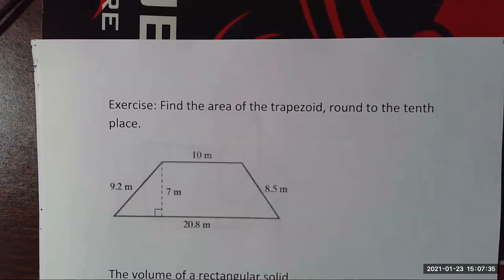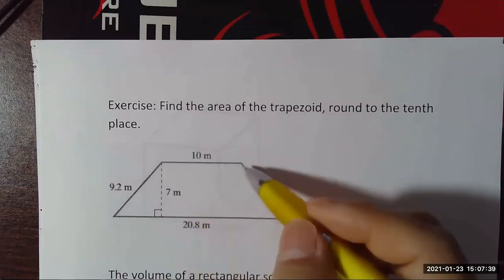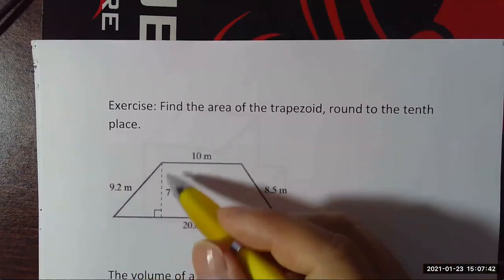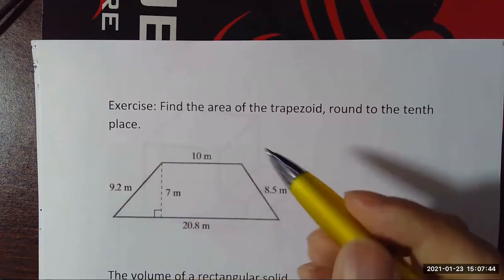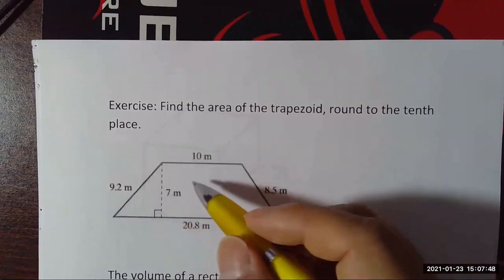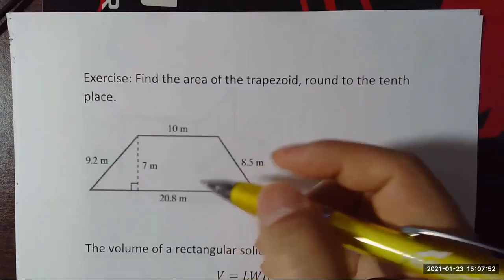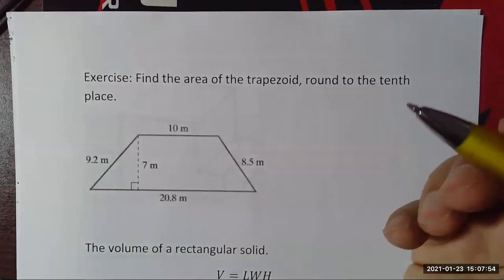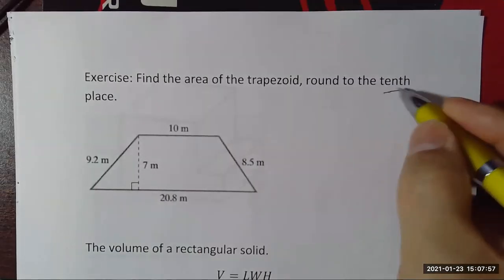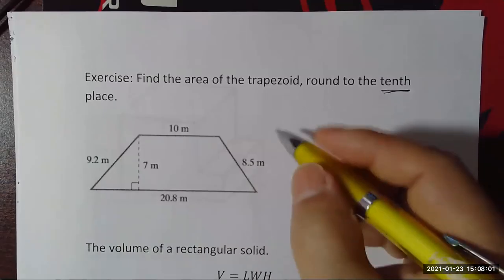A trapezoid is also a four-sided figure, in which you only have one pair of opposite sides parallel, the other pair not. Unlike a parallelogram, where you have two pairs parallel. But in the trapezoid, you only have one pair of lines parallel. So this is a trapezoid. Now we can use that formula, and we need to round our final result to the tenth place, so one decimal digit.